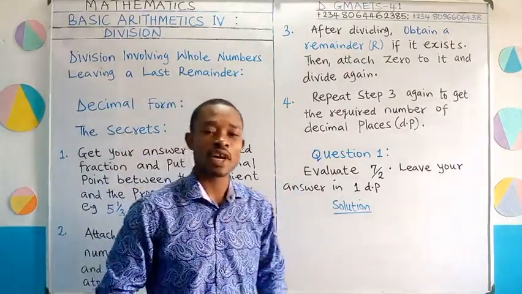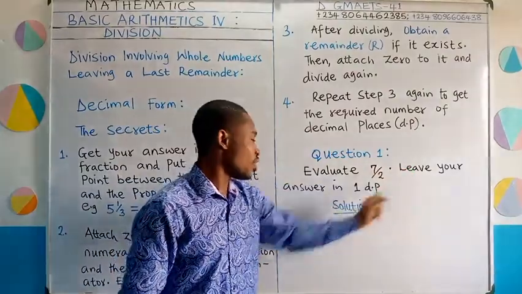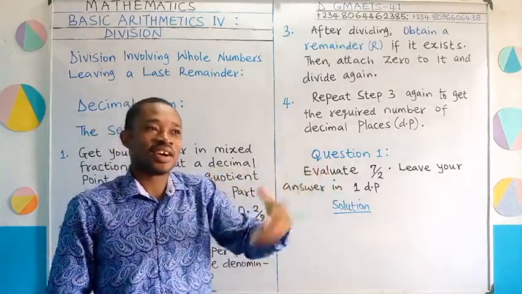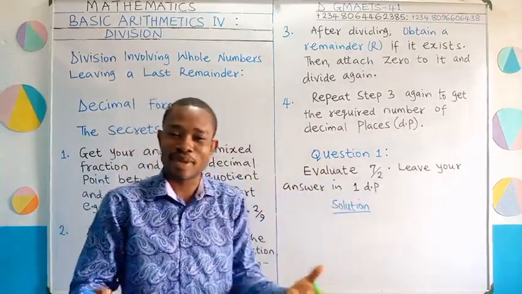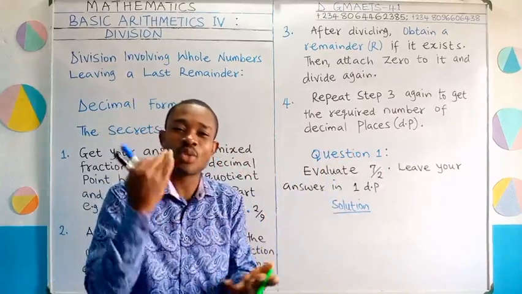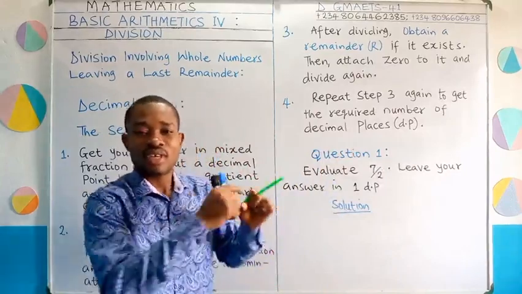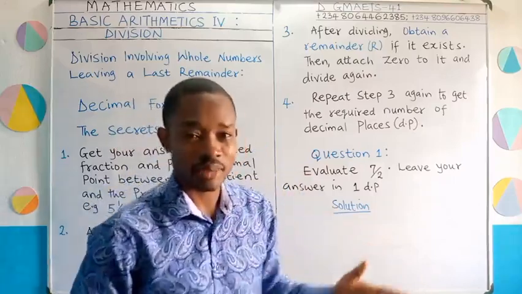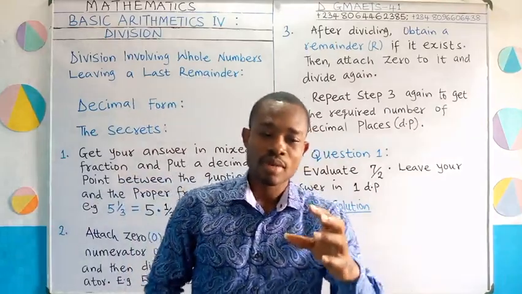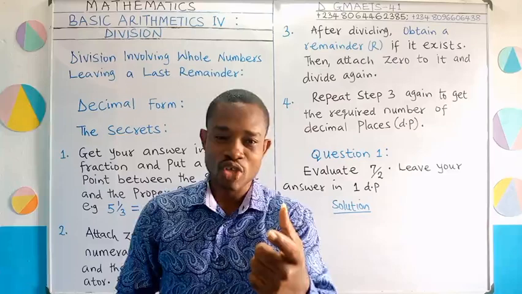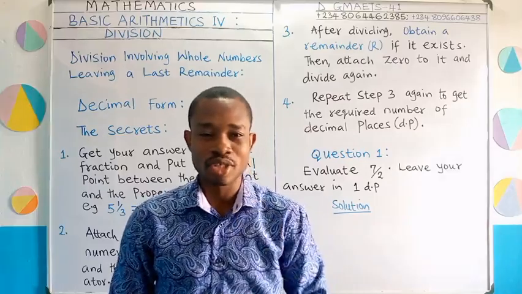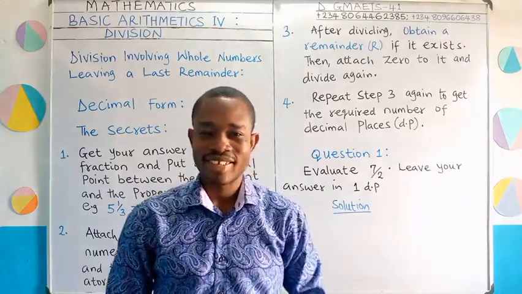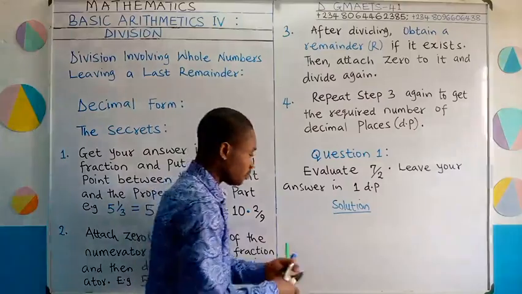Evaluate 7 over 2. Leave your answer in 1 decimal place. Leaving your answer in 1 decimal place is simply to solve and then get only 1 decimal digit in the decimal part as your answer. I believe by now you don't have problems with decimals anymore, because I've already taught you that under numbers and numeration, Secret Foundation of Mathematics Part 1. Let's see how we solve this question.